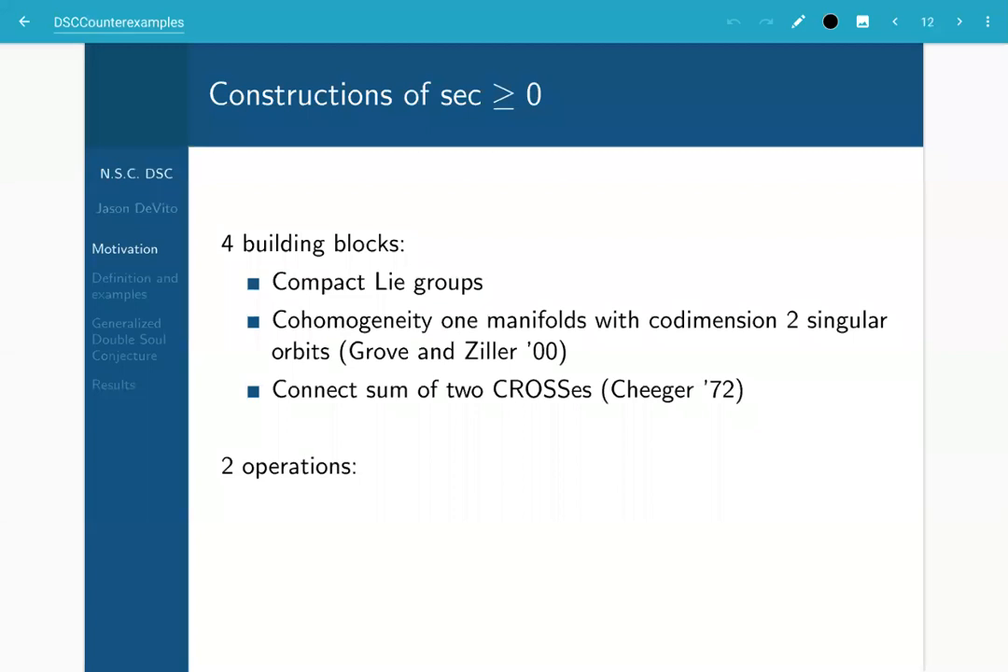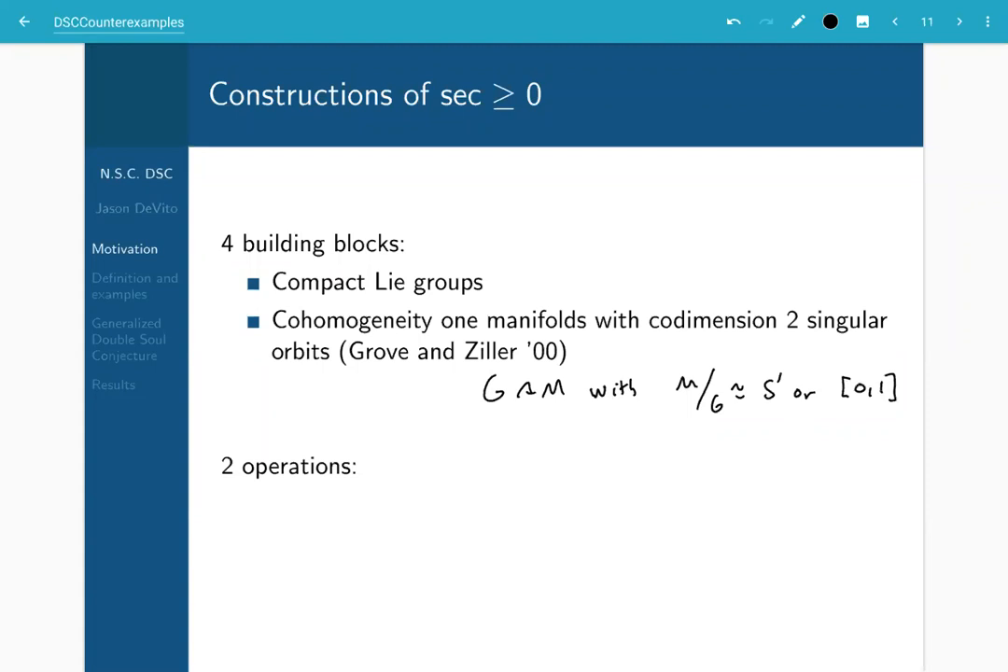We also have a 2000 result by Grove and Ziller that cohomogeneity 1 manifolds with codimension 2 singular orbits admit metrics of non-negative sectional curvature. Just to explain some of that terminology, the setting here is you have a group acting on a manifold, and we're going to assume that the action is not transitive. It's not the homogeneous case. That's the best case scenario. This is the second best case scenario. A principal orbit has codimension 1. And what that corresponds to, practically speaking, is that your quotient space is either a circle or it's a closed interval.